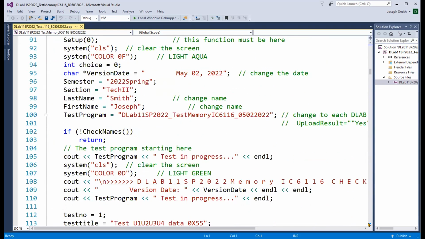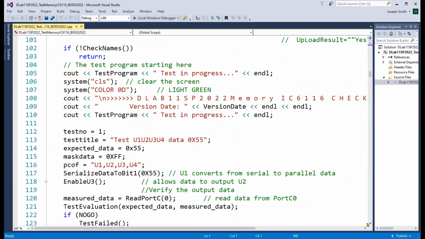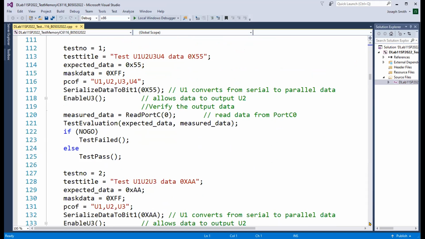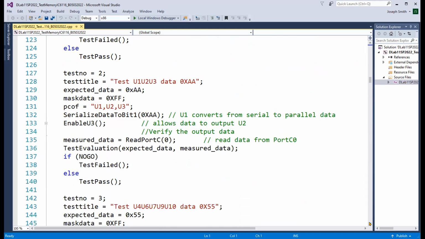Go look at tests 1, 2, 3, and 4. Okay, here's one. Test 1 is going to enable U3. Okay, so that was testing. That's number 1.